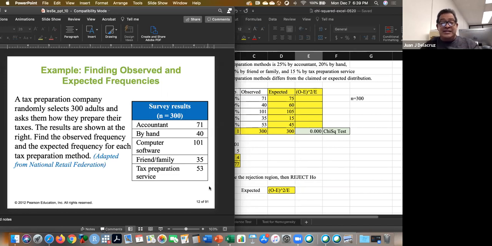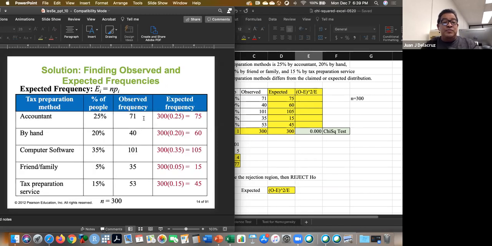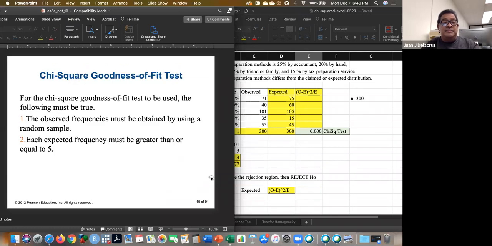So in this case, these guys are going to do what we did. This is the observed frequency, the number of adults in the survey naming a particular tax preparation method. Then we have the observed, right? So this is the observed frequency. To find the expected, as we did, we multiply the sample size times each of these probabilities, n times pi. So we have our expected and our observed. Now we are going to start thinking about what is the next step.